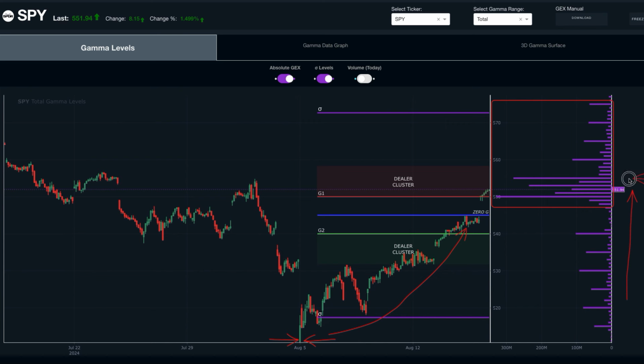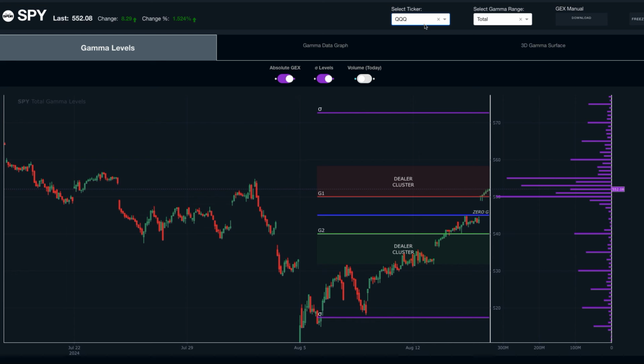The gamma exposure data has been leading us higher, and today we still have gamma exposure growing at the higher strikes, 555 on the SPY. We even see some GEX growing here at the 560 level. So these dealer clusters have a high probability of shifting upwards into these levels, and that's something we're going to be watching very closely.